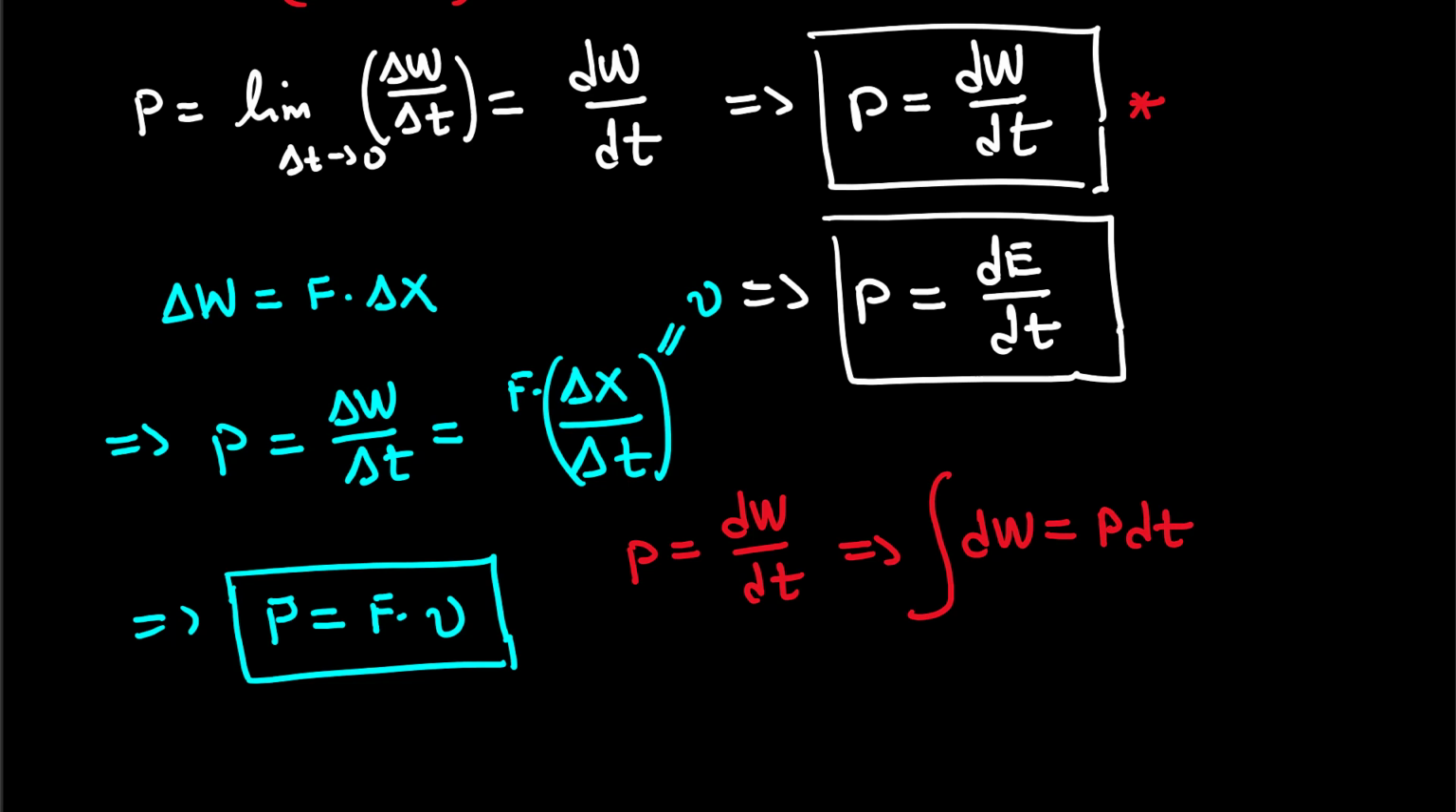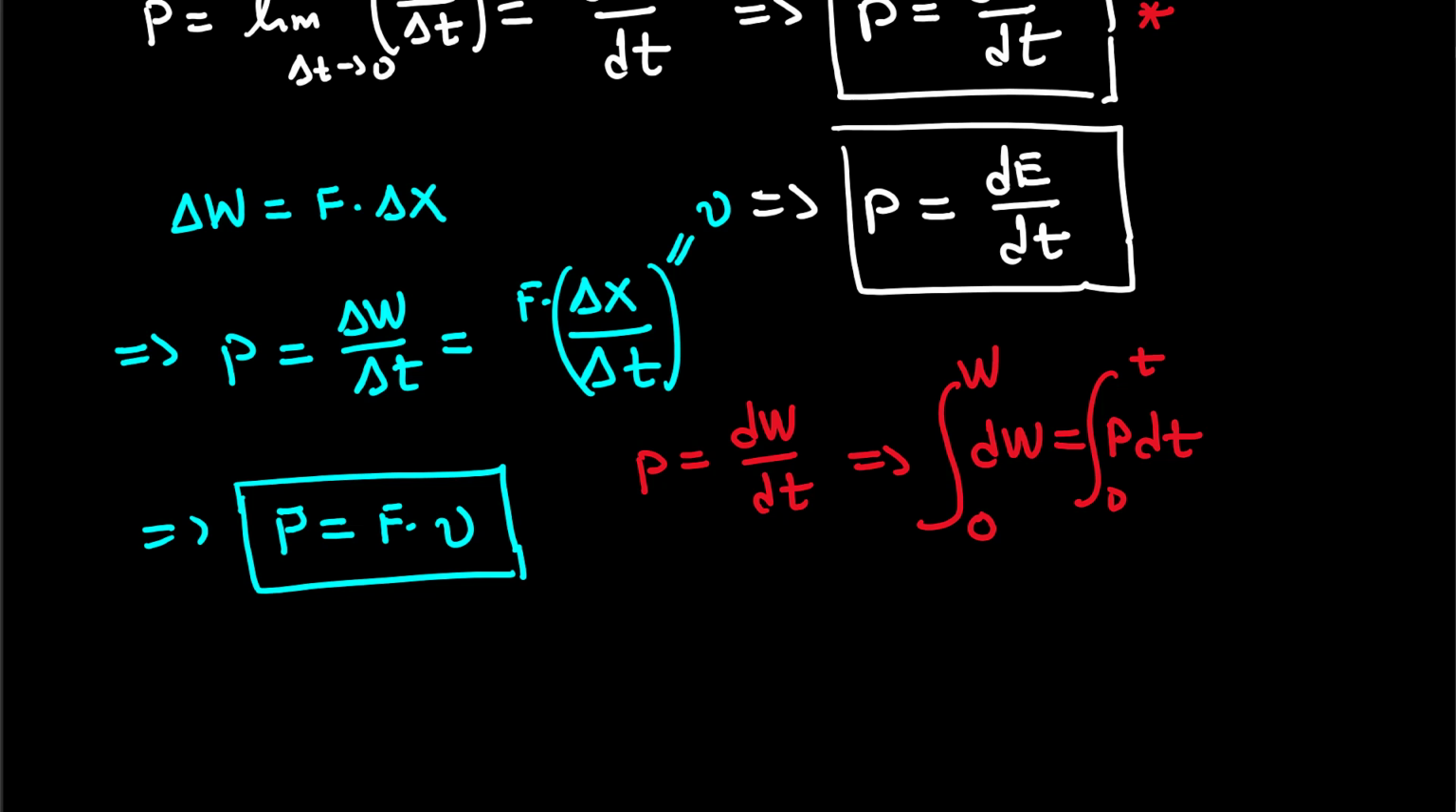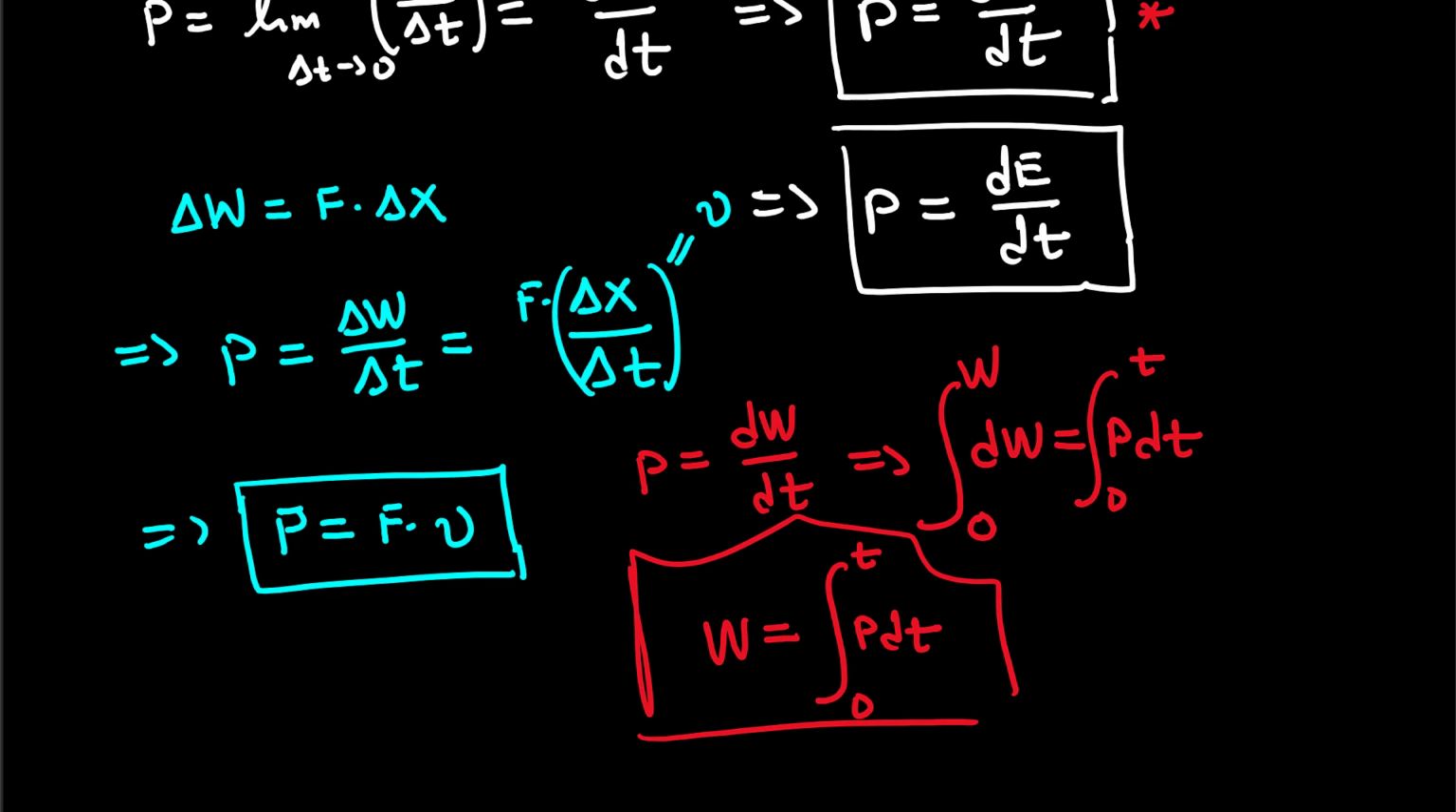If we take the integrals of both sides from 0 to t, this is from 0 to W, we will end up with W equal to the integral from 0 to t of P dt. Now, this is another important equation that you might find interesting.